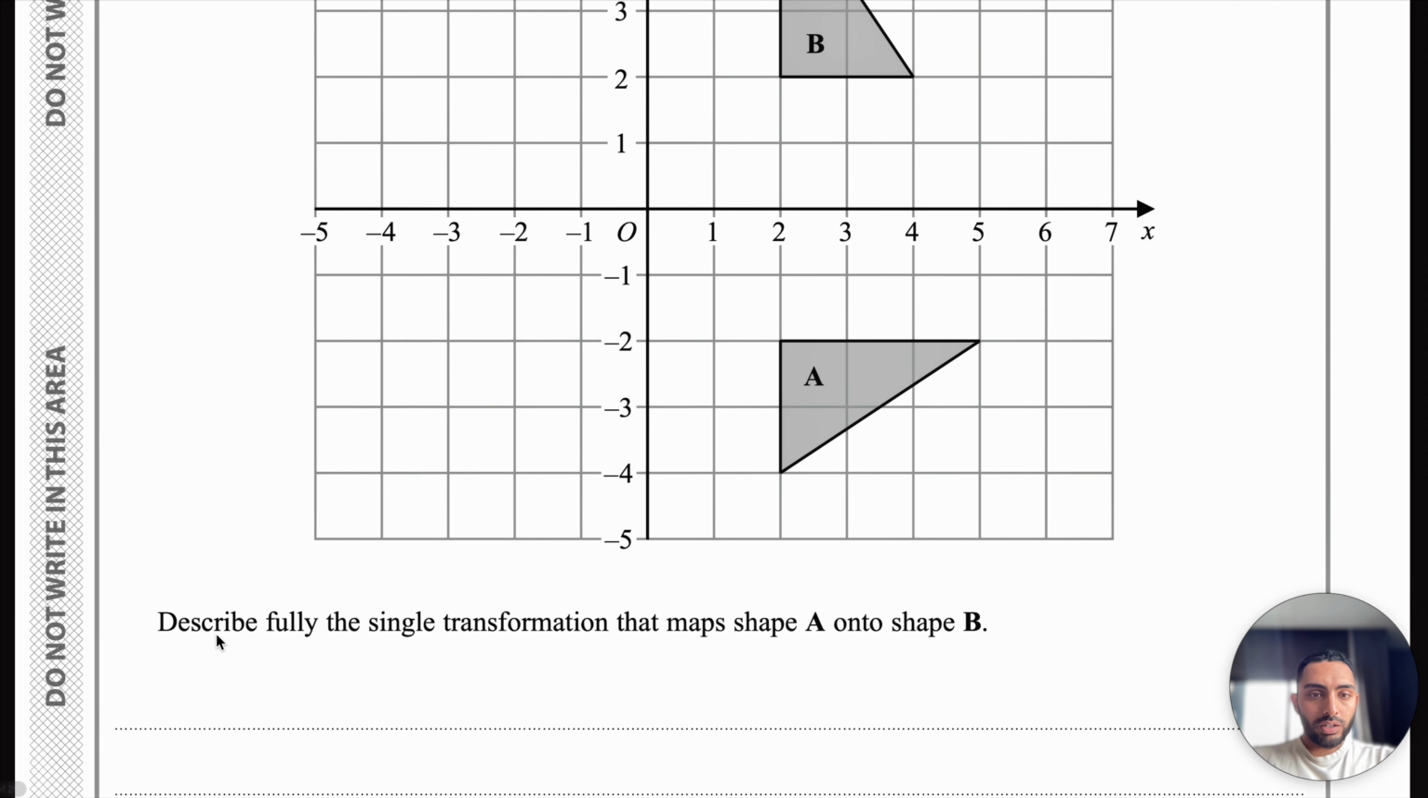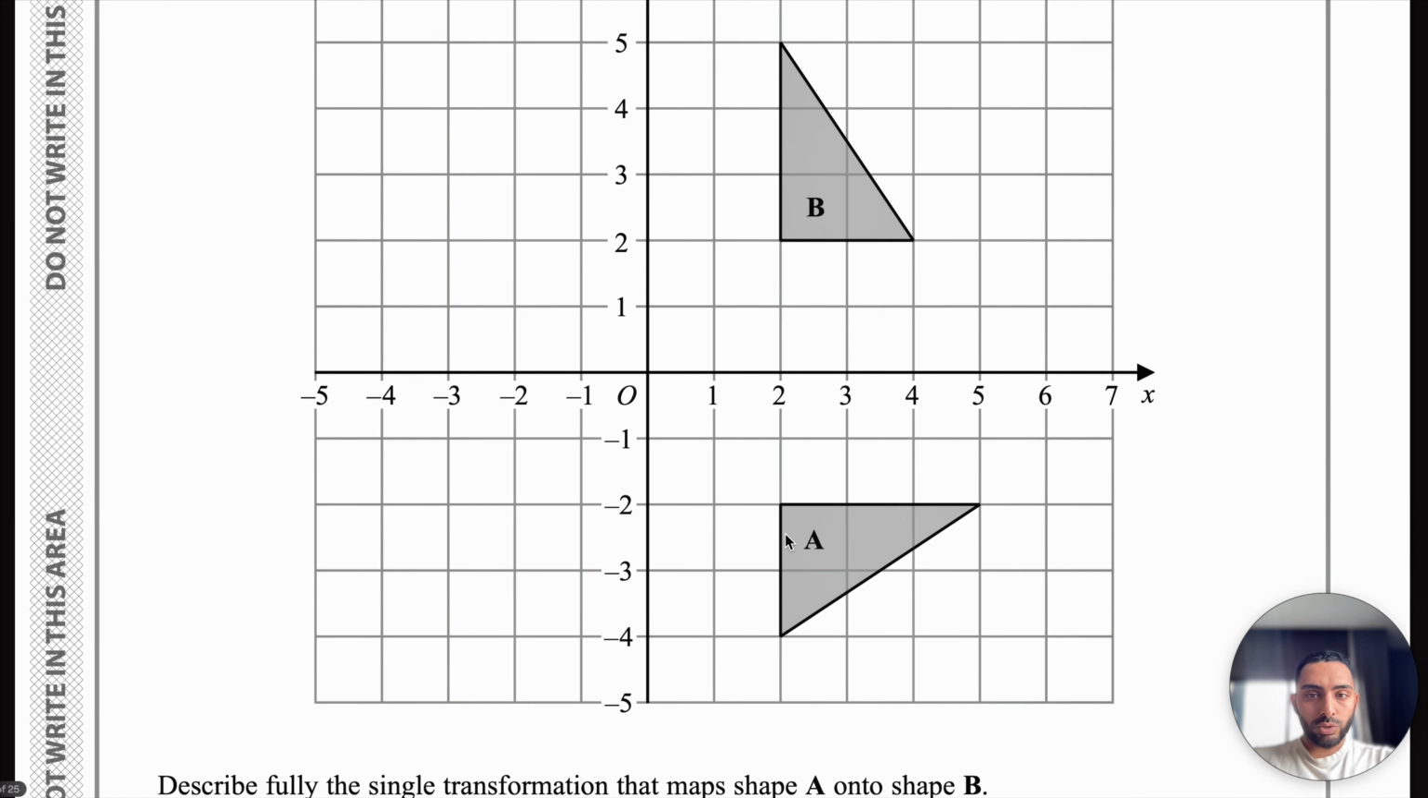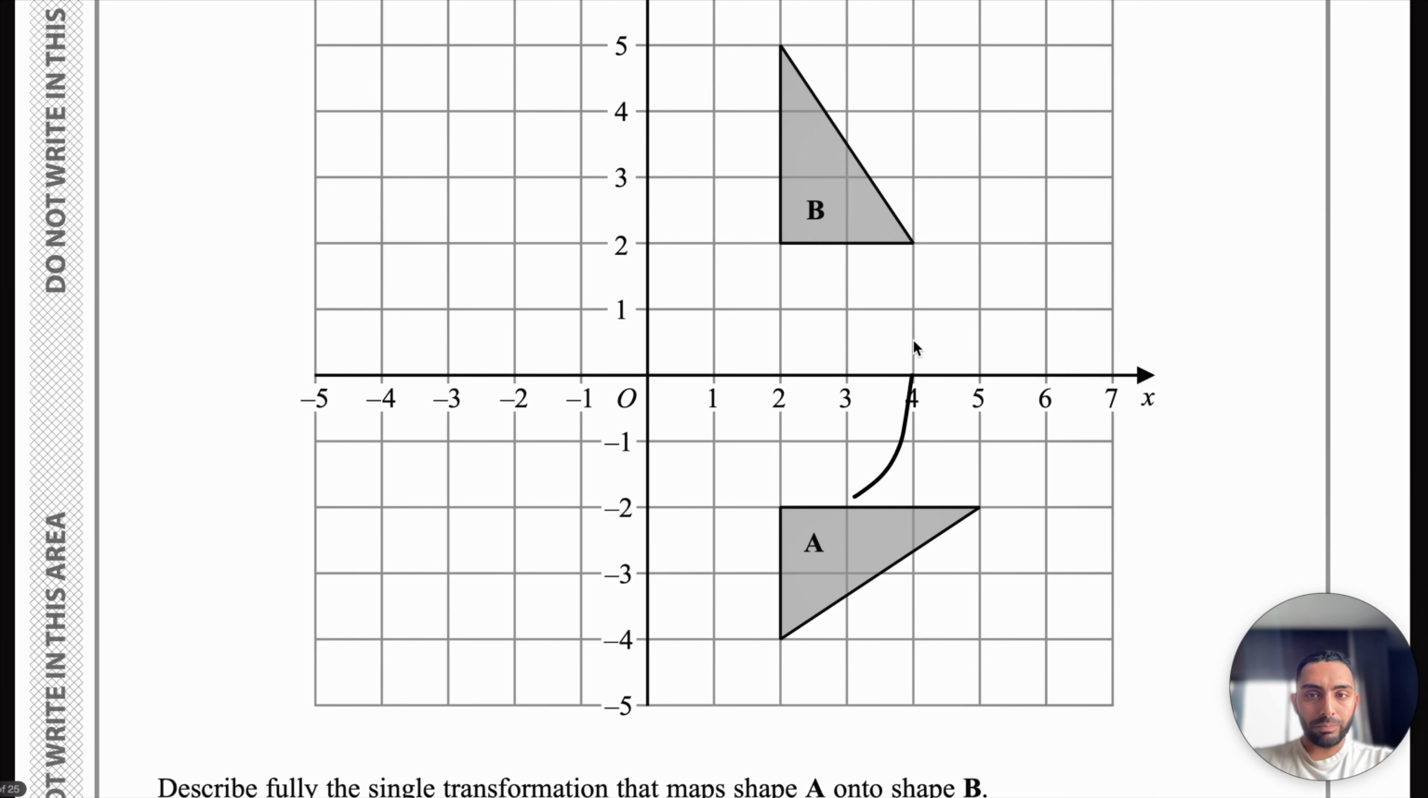Question 16. Describe fully the single transformation that maps shape A onto shape B. So we're trying to go from shape A onto shape B. And you can see it's going to be a rotation. We just need to figure out which direction it's going in and where's the center of rotation.